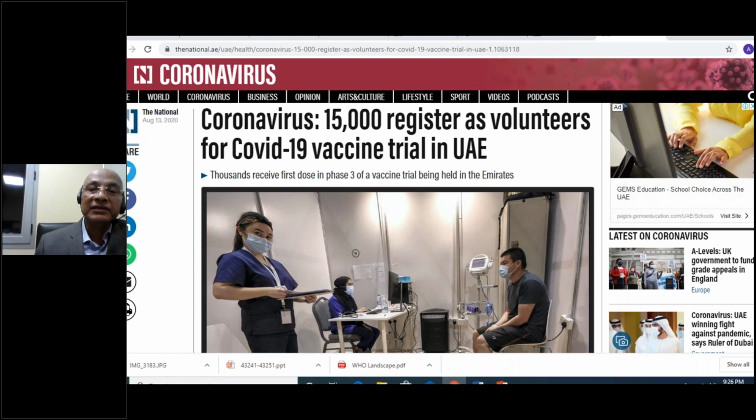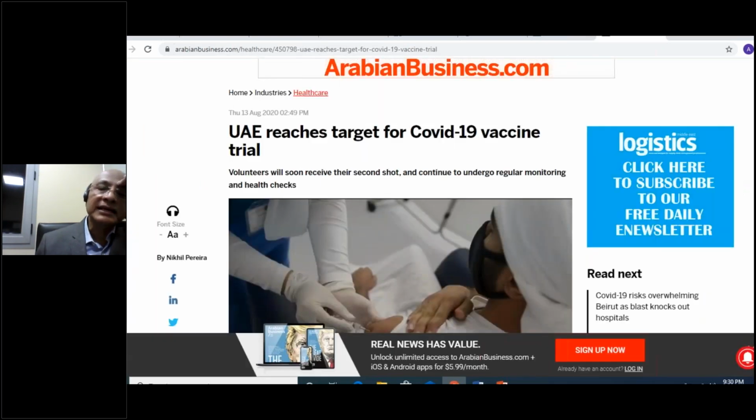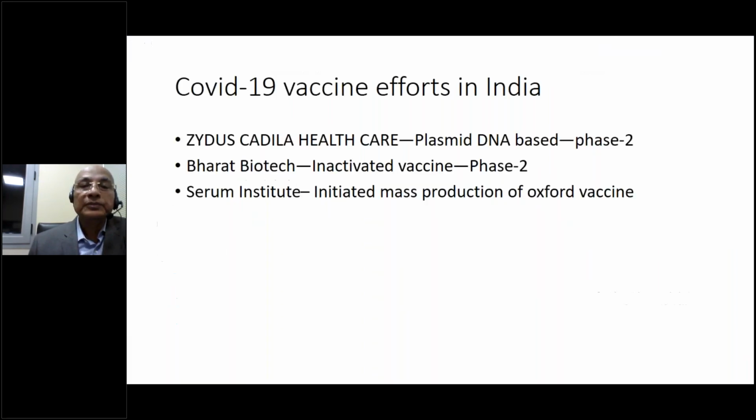So it's a huge thing going on. This is the inactivated vaccine, but it is one of the front runners, which may succeed and may come into use very soon.